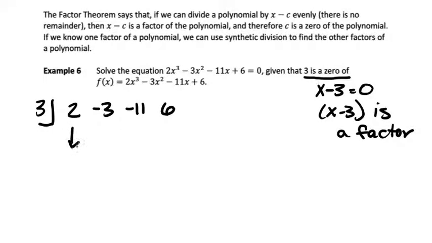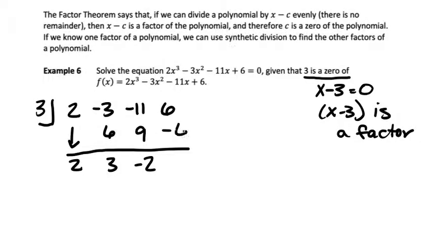So now I'm going to run through my synthetic division, bring down the 2, multiply 3 times 2, that's 6, add negative 3 plus 6 is 3, 3 times 3 is 9, negative 11 plus 9 is negative 2, negative 2 times 3 is negative 6, 6 plus negative 6 is 0. So we ended up with a remainder of 0, which is good. That's what we want to have when we're using the factor theorem. So this tells me that 3 is in fact a 0 or a solution of this polynomial.